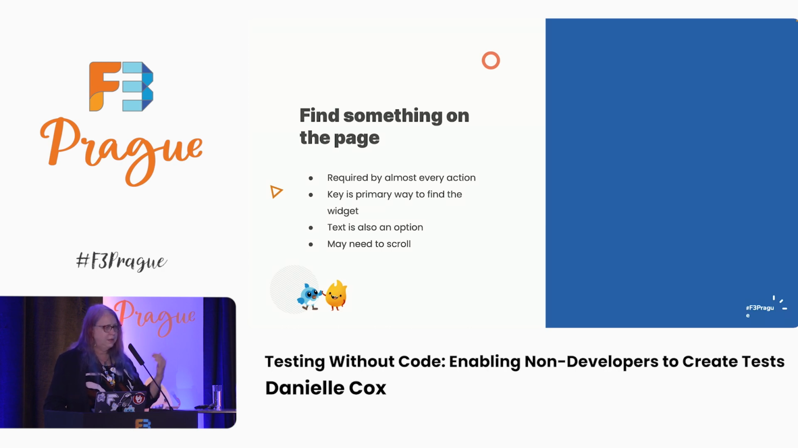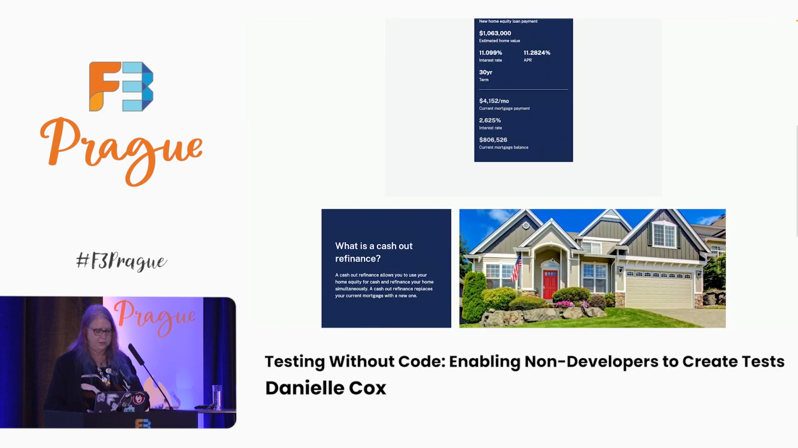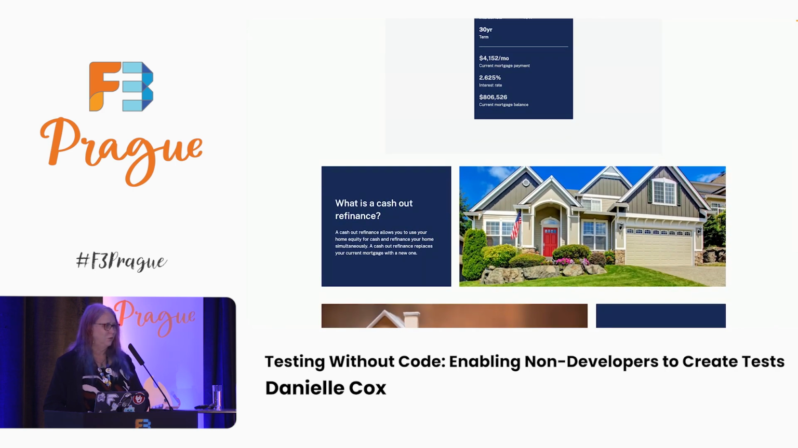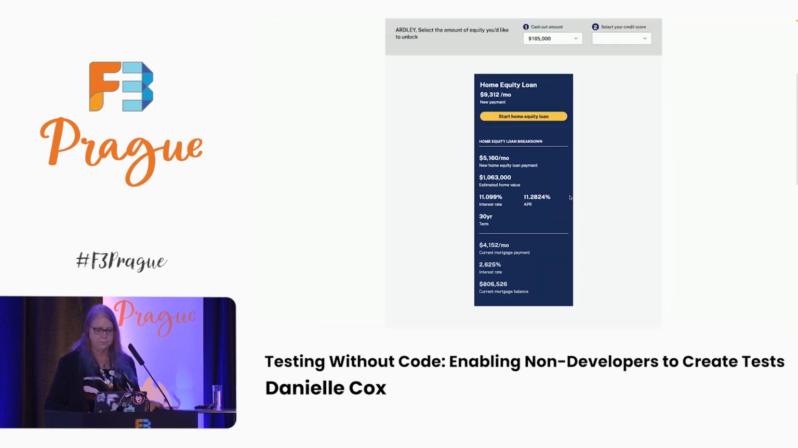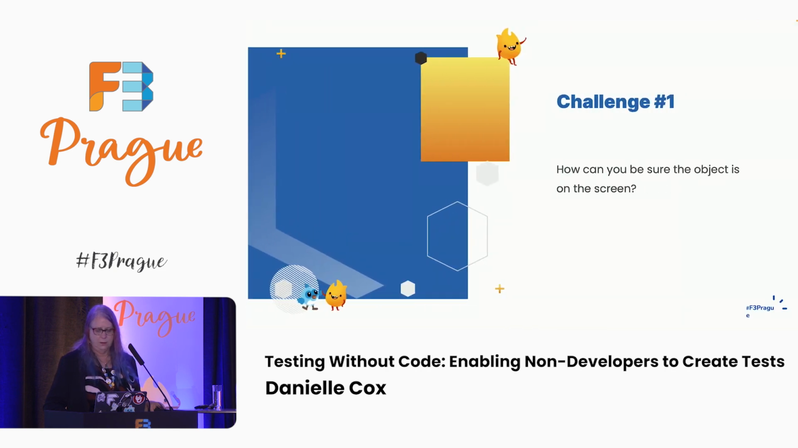And it may not be on the screen. So if we look back over here, if I'd wanted to find something that was down here, that wouldn't be on the screen until I scrolled. And so that's something we need to deal with. All right. The next thing that we need to, I'm sorry, challenge number one.